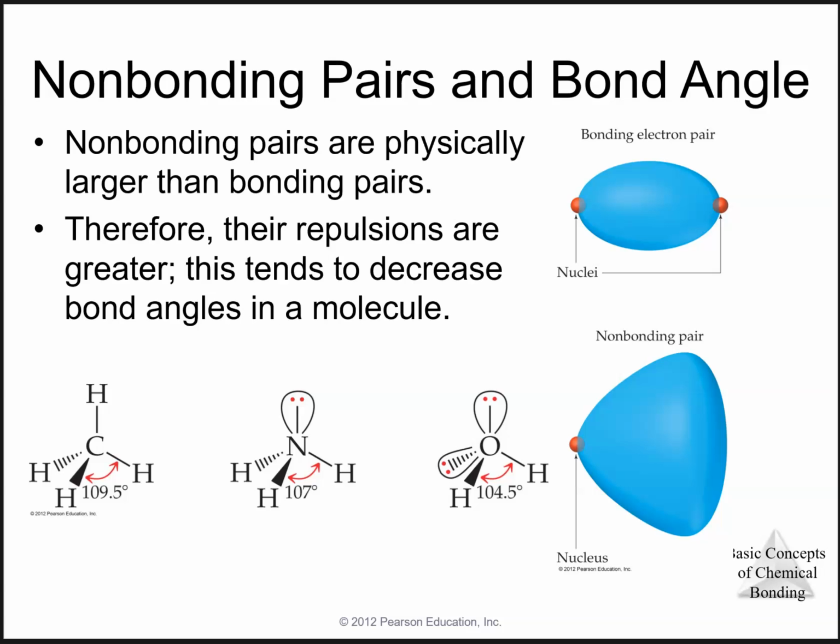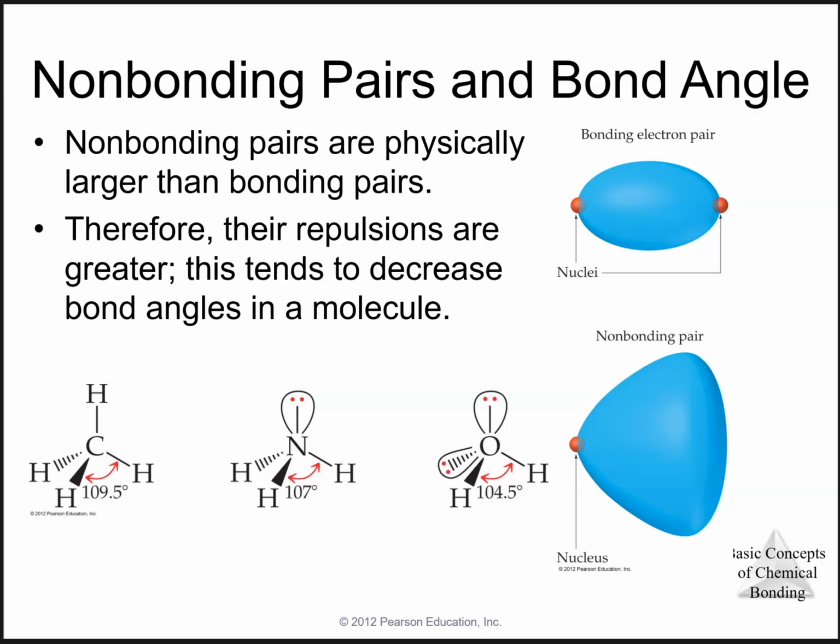Lone pairs and multiple bonds can affect bond angles. Even though we have a tetrahedral geometry, which has a bond angle of 109.5, when we look at something like methane, CH4, we do find this bond angle of 109.5. In ammonia, NH3, we find a bond angle of 107. And in water, we find a bond angle of 104.5.